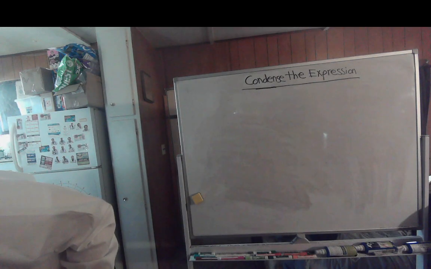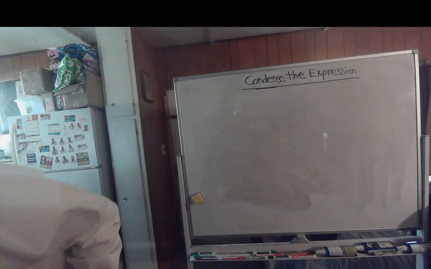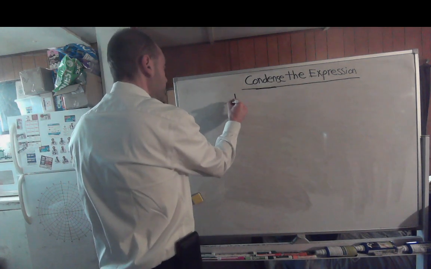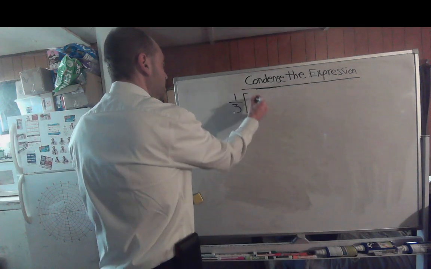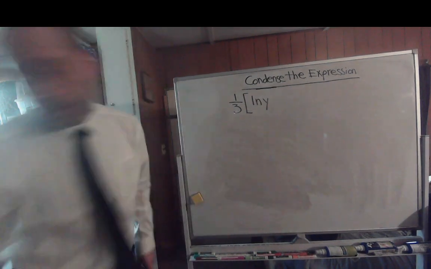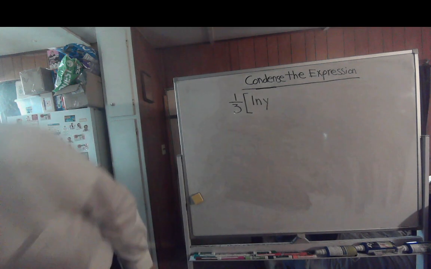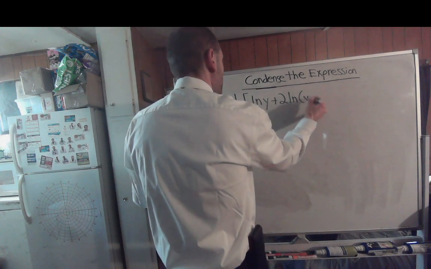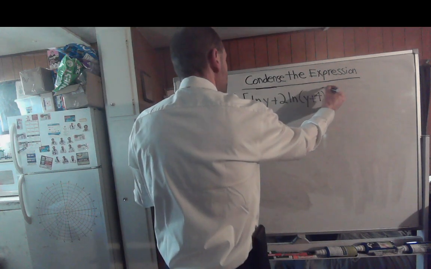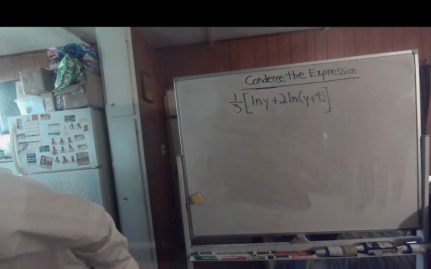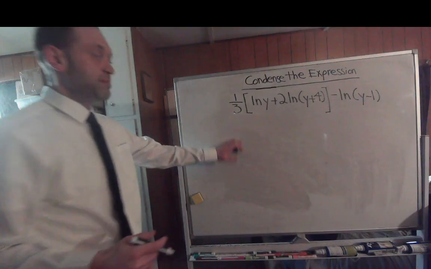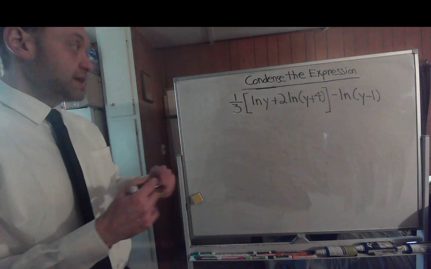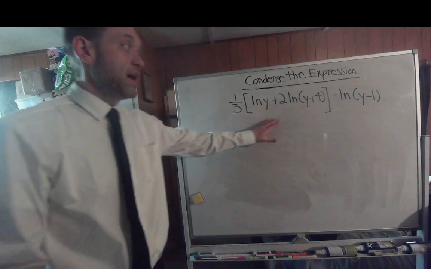Alright, so let's see. We have 1/3 times the quantity of the natural log of y plus 2 times the natural log of y plus 4. Then the bracket ends there, but we're not done yet. Minus the natural log of y minus 1. So notice the placement of your brackets. Again, we definitely would like to work inside the brackets first, right?